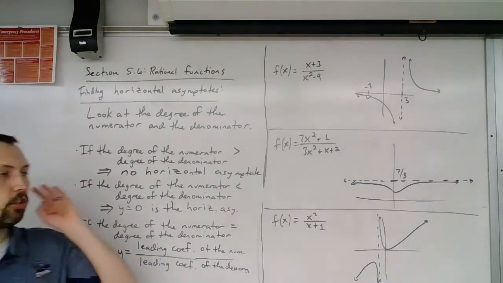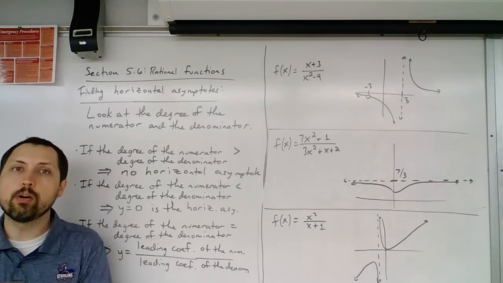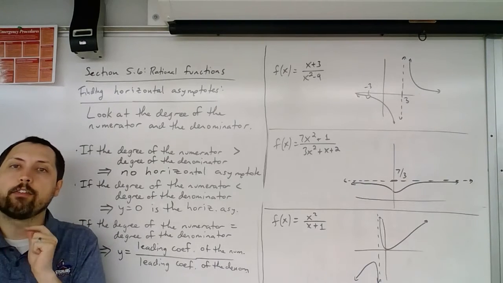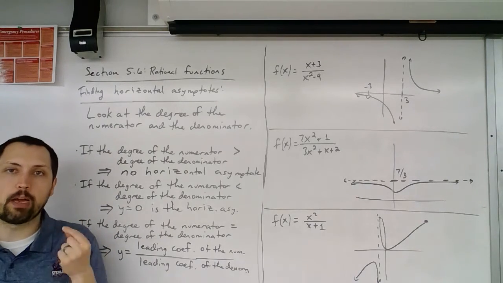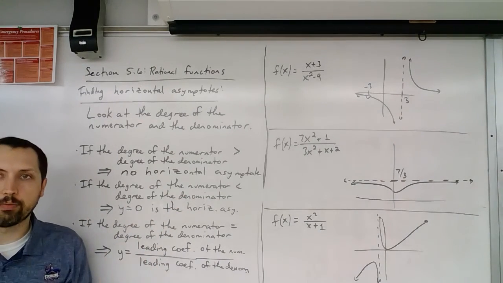So we have these three instances. So any rational function that I give you, as long as you remember how to find the degrees of the numerator and the denominator, you should be able to find the horizontal asymptote as long as you remember these three rules.